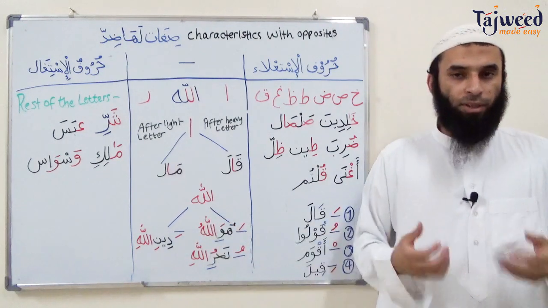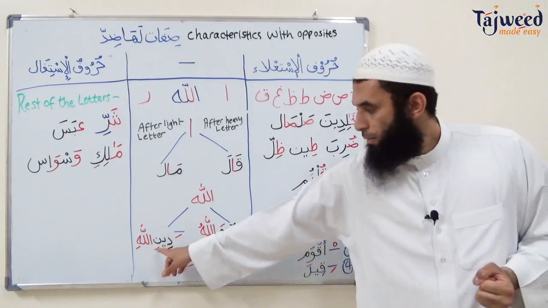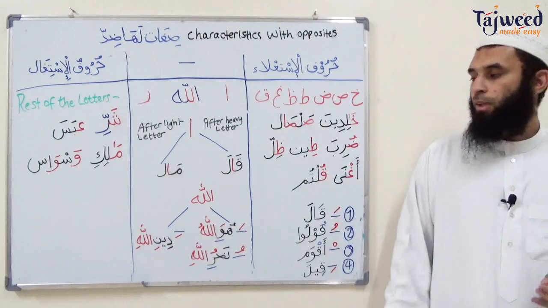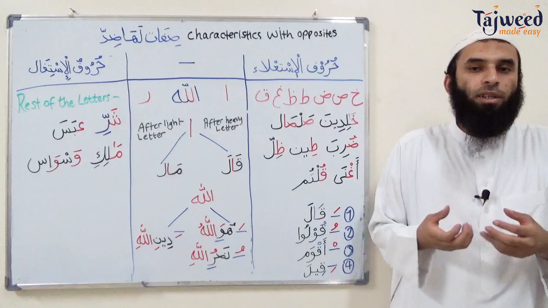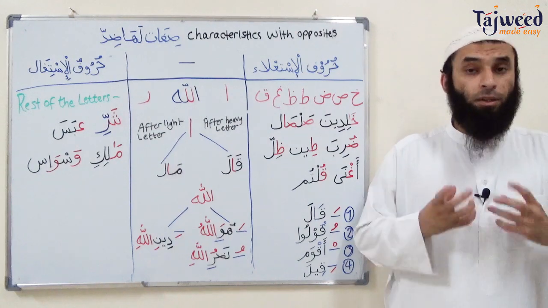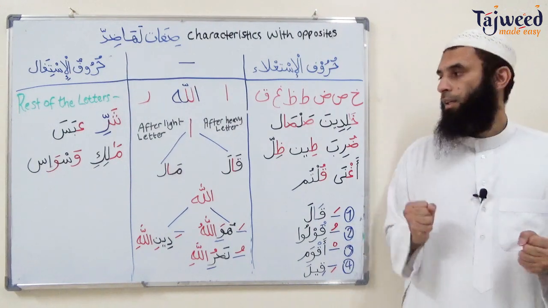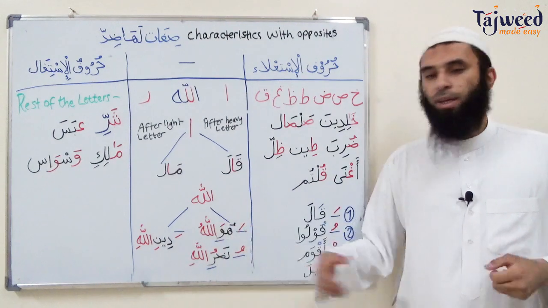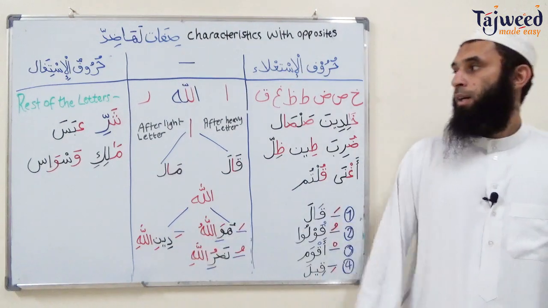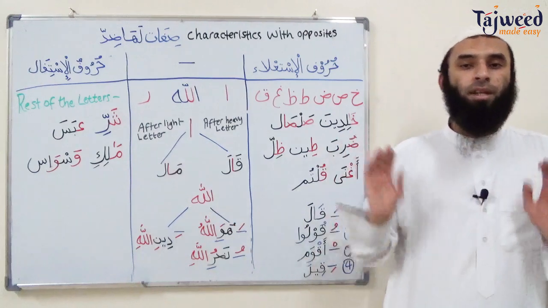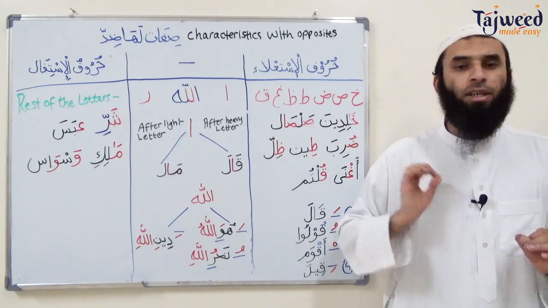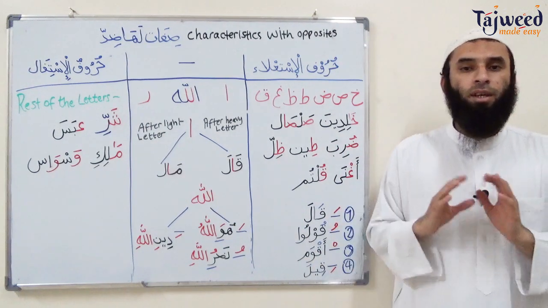Now, when does it become light? Whenever the letter before the word Allah has a kasra, for example dinillah, you pronounce the word Allah in a light manner. Dinillah, not dinillah, but dinillah. So two situations: fatha and dhamma, heavy; kasra, light. And the rest of the letters are permanent light letters. Whenever they have fatha, kasra, dhamma, or sukun, they'll be pronounced in a light manner.